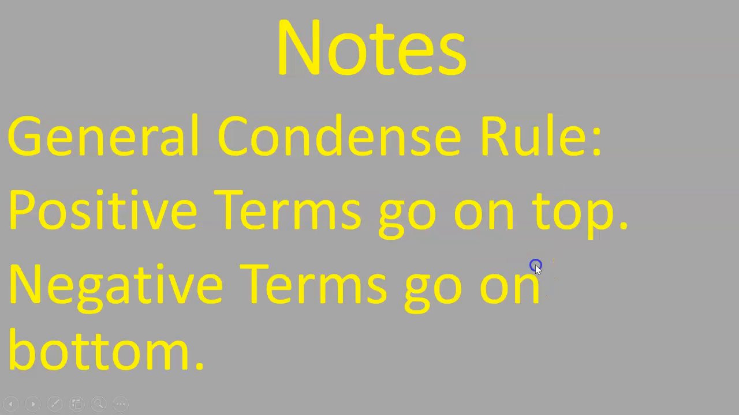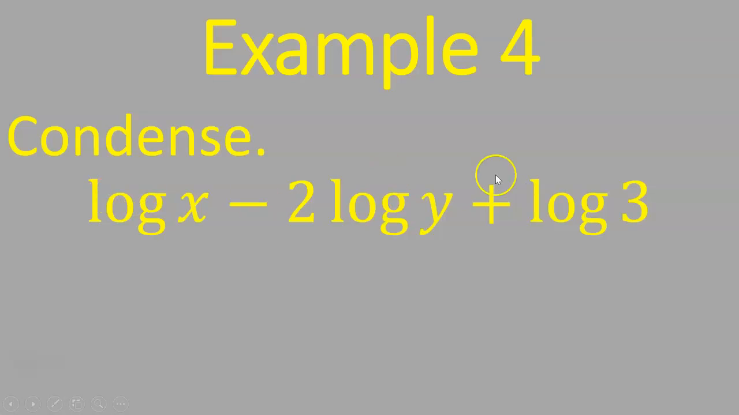And finally, a condense rule. Generally, when you condense, anything positive is going to go on top, anything negative is going to go on bottom. So let's take a look at that. To condense this, we have 3 terms. These positive terms are being multiplied. Remember, addition, a positive, is associated with multiply. And this minus is associated with divide. So when you divide something, it goes to the bottom.